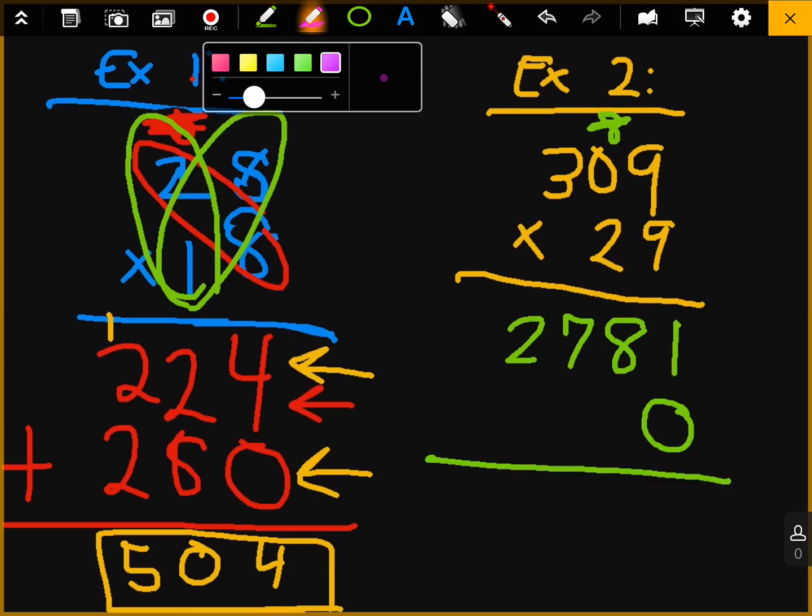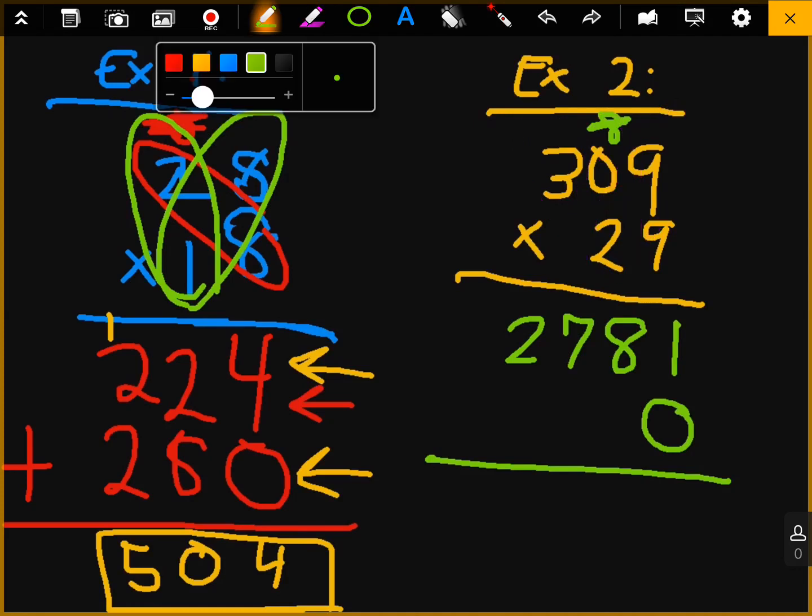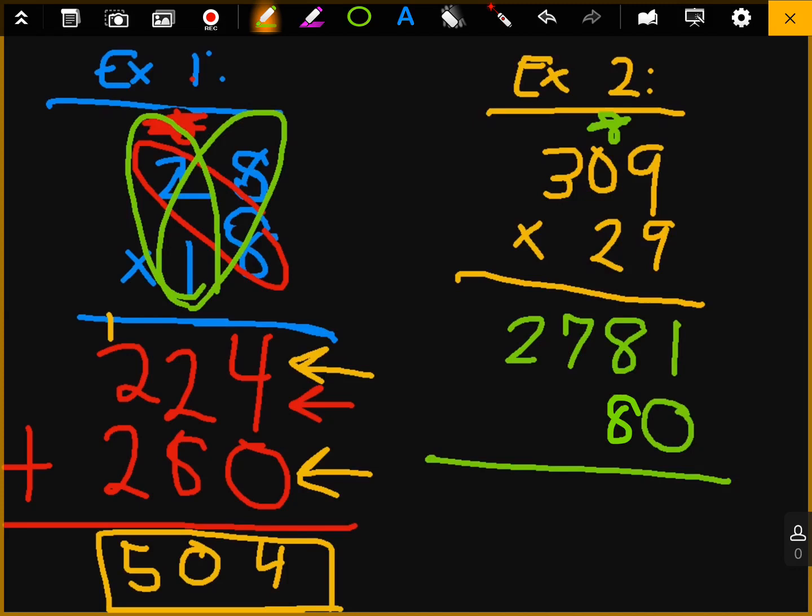You're going to be multiplying 2 times 9, 2 times 0, and 2 times 3. So, 2 times 9 is 18. 8 goes here, and we have to carry over the 1 right here. That's why we crossed out the 8, so we know, okay, we already used that 8. We don't have to worry about it.